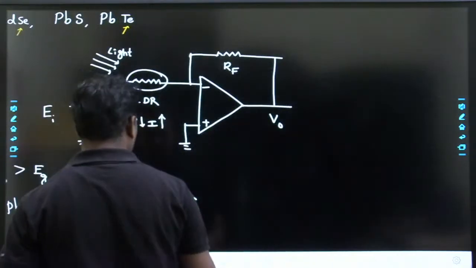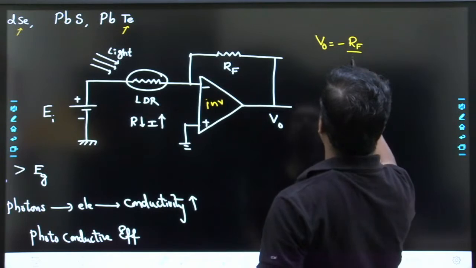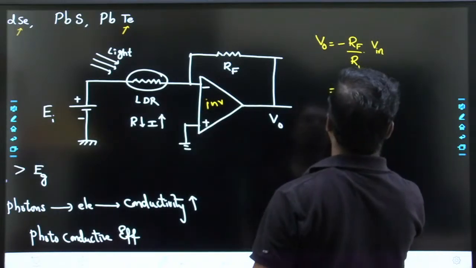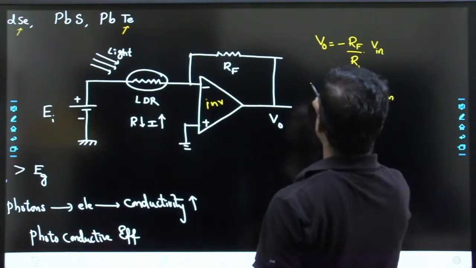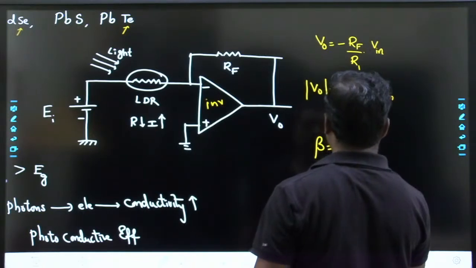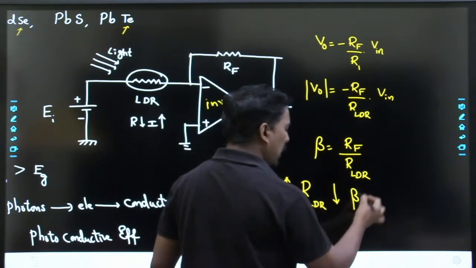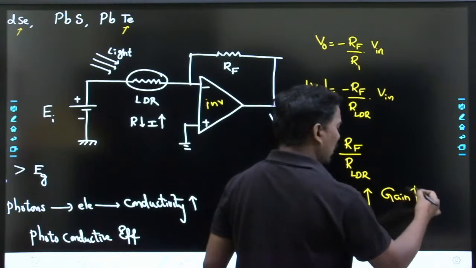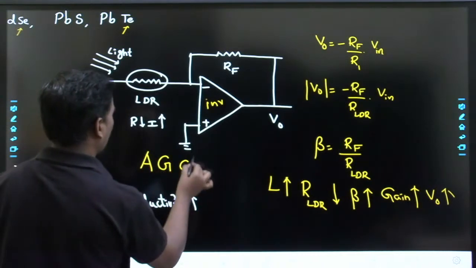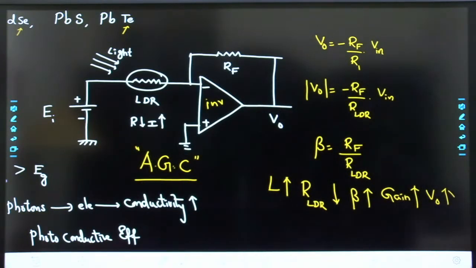This is the inverting op amp. So V0 is equal to minus RF by R1 into V in, where R1 is the resistance of the LDR. The closed loop gain is RF by RLDR. As the light intensity increases, the resistance of the LDR decreases, then the gain increases, that means V0 is increasing. It is used in circuits as an AGC circuit. What is AGC? Can anybody tell me?